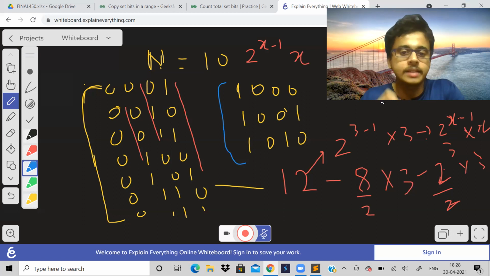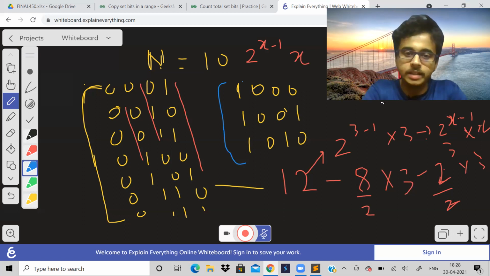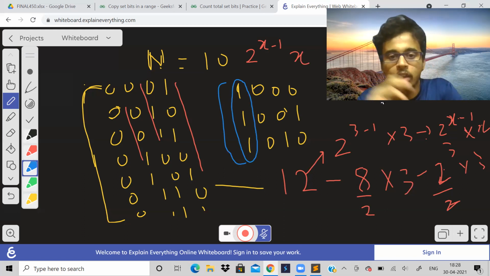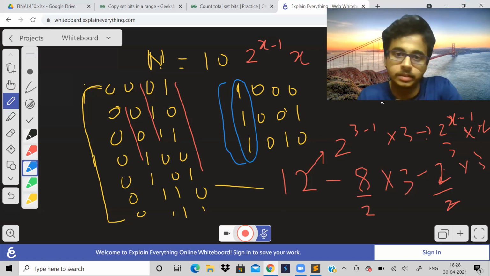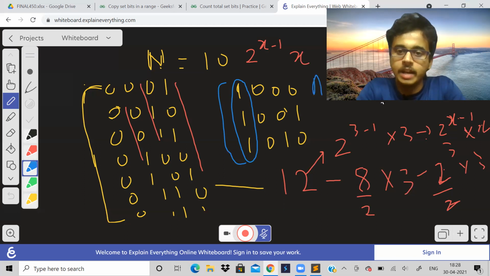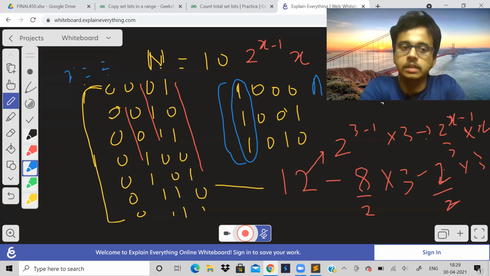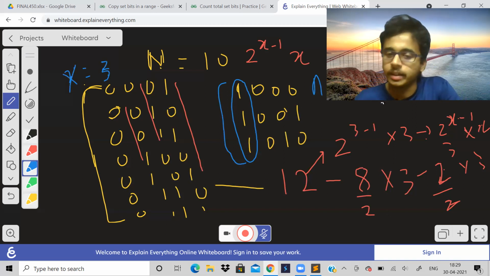Again, as you can see, how many set bits are there for sure? This column of set bits will always be 1. How many are there now? 3. How to write 3? We can write 3 as n minus 2 power x plus 1. And in this example, x will be equal to 3.